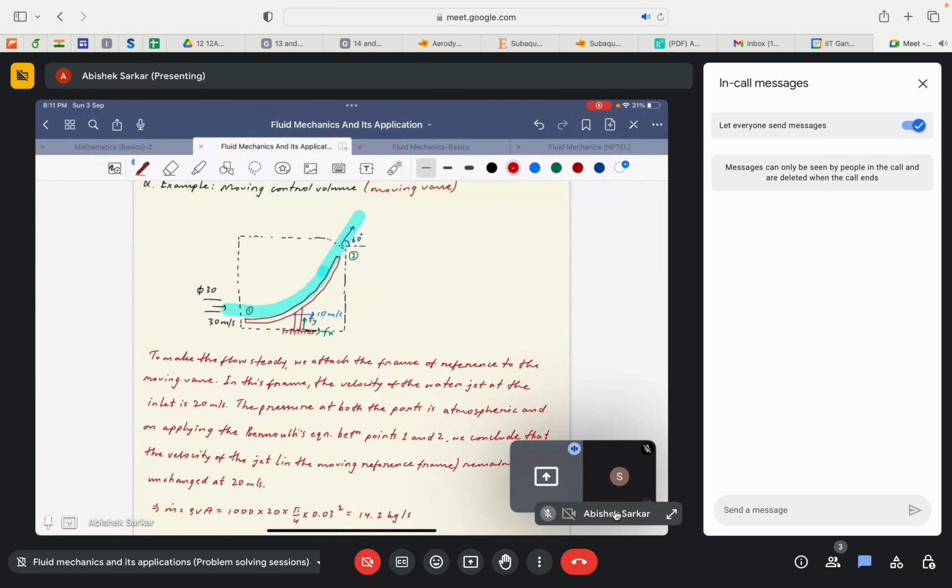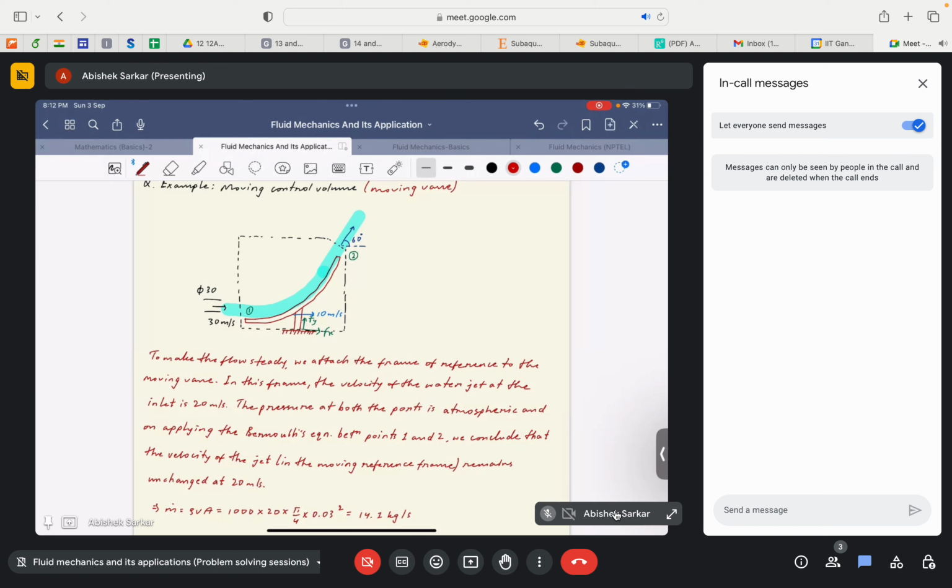So we are now discussing the problem of a moving vane, as a part of week 6 of the fluid mechanics and application course, where we were dealing with the conservation of linear momentum and angular momentum. You have joined quite a bit late, since it is now 8:11, so we have discussed a considerable portion of today's part. But never mind, you can stay here for the rest of the session. You are welcome.